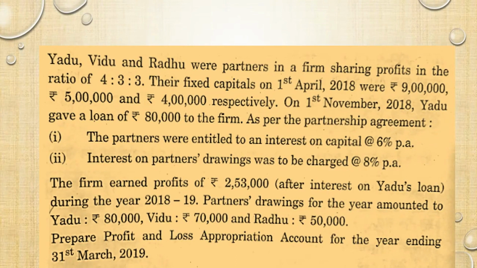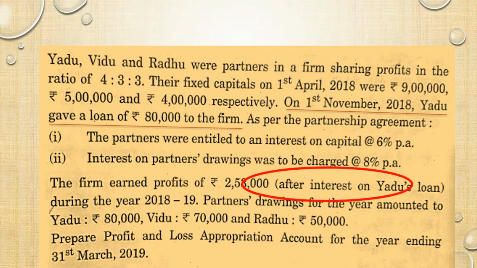This is a board exam question, and most of the students did it wrong. Why? I'll tell you. See the adjustment. On 1st November 2018, Yadu gave a loan of rupees 80,000 to the firm. Students just read this part and they calculated the interest, and then they deducted that interest from the profit given in the question, that is 2,53,000. They missed out on one very important adjustment. This one.